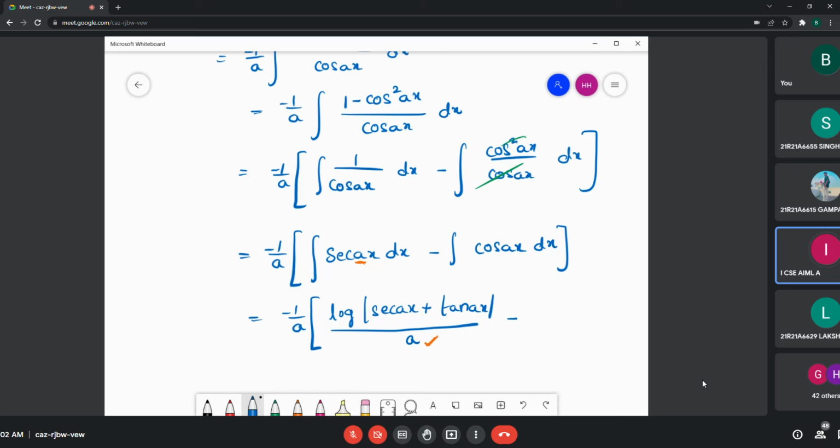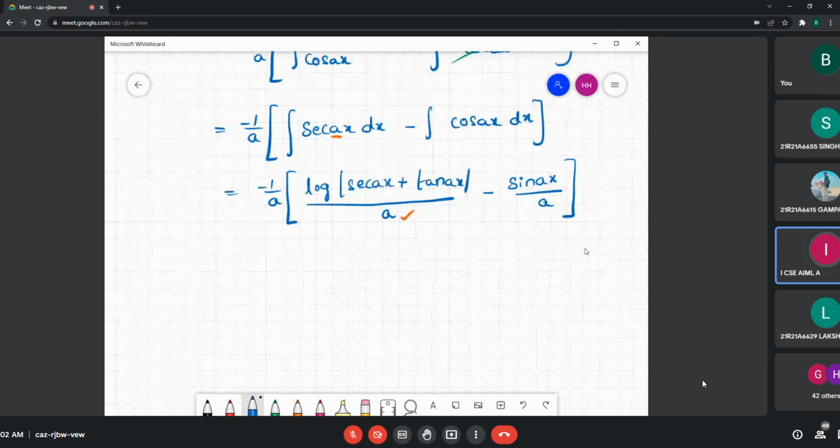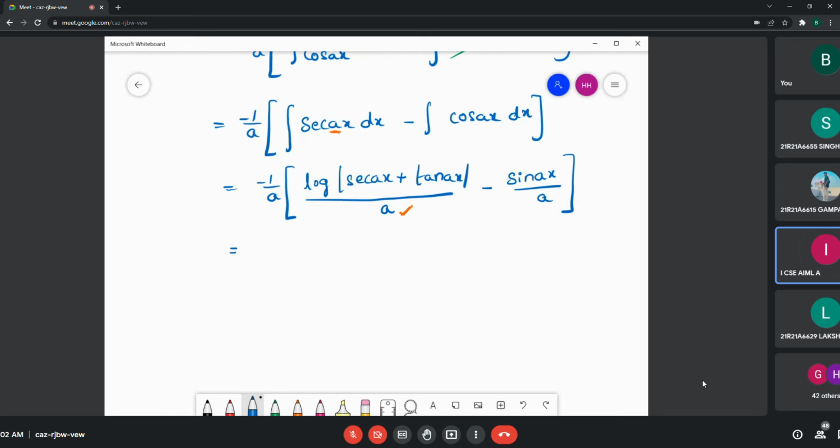So minus integral cos ax integration. So what is the integration of cos ax? Sine ax by a is the integration of cos ax. And now multiply with minus 1 by a. So first write the positive term. So positive term is sine ax by a square minus log of secant ax plus tan ax divided by a into a is a square. So this is the value of A.